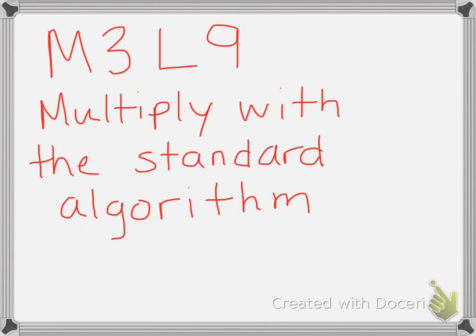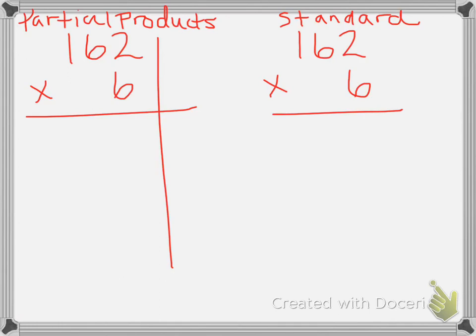Okay, so we've been working on the partial product algorithm. Now we're going to work on the standard algorithm. I'm going to show you both at the same time today so you can get the transition to the standard algorithm. So this first one we're going to do just like we've been doing. 162 times 6. Go ahead and write that down.